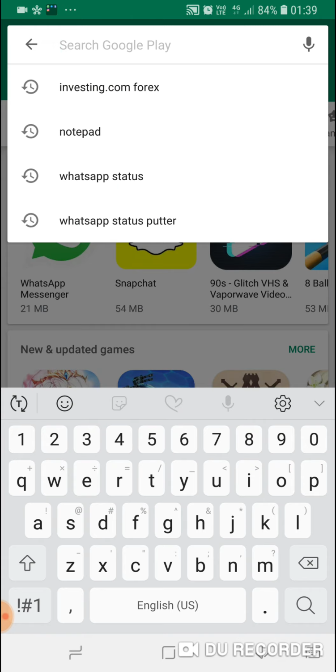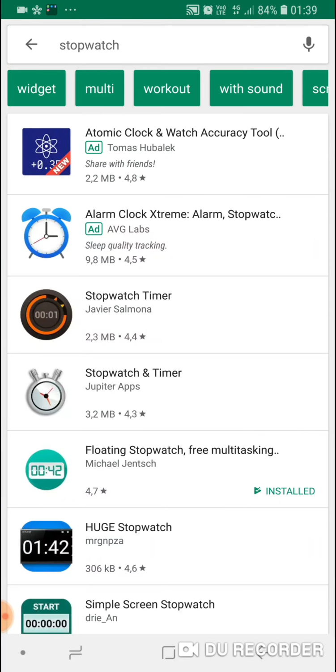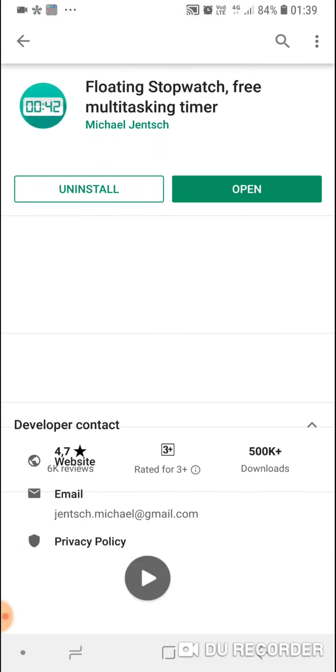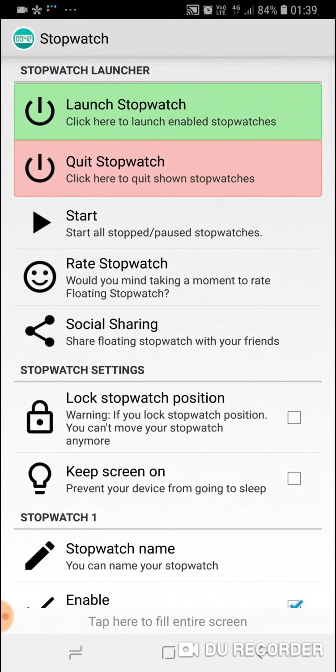Now, there's one more app which I need to explain how it works, which is investing.com, as I've already stated on part 1, which was the introduction. And the most important app which we are going to be using in this case is the floating stopwatch. That's one of the most important apps which you need to install. So I'm just going to open the floating stopwatch. When you first open it, it's going to take you to this category.